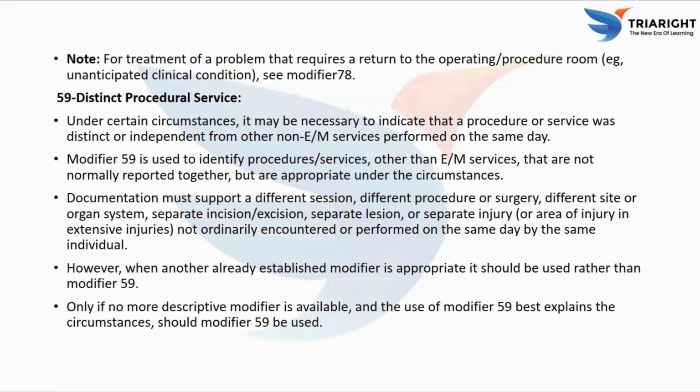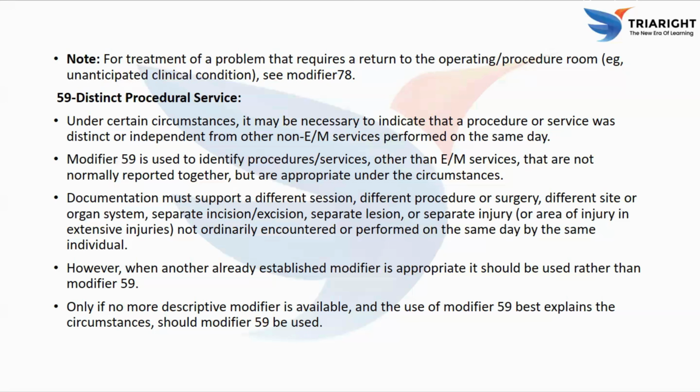So an important rule over here is, if another more specific modifier fits, you have to use that instead of 59. For example, 58 for staged procedure, 78 for return to OR due to complication, 79 for unrelated procedure, 51 for multiple procedure, and 76 or 77 for repeat procedure. So modifier 59 is always a last option, not the first choice.